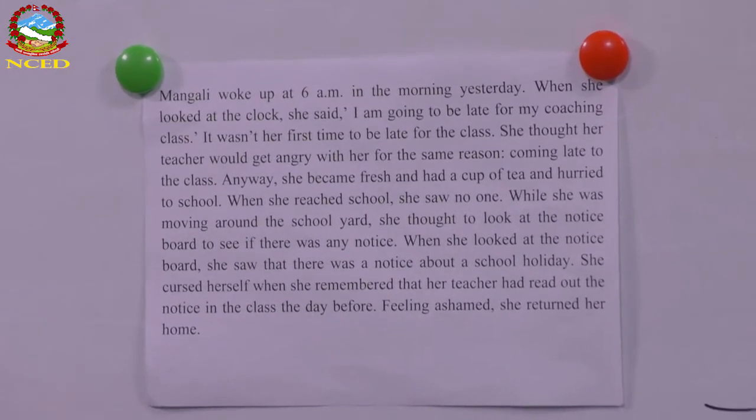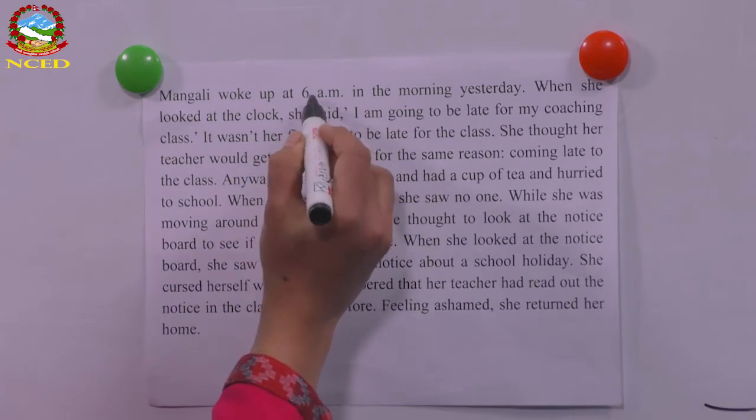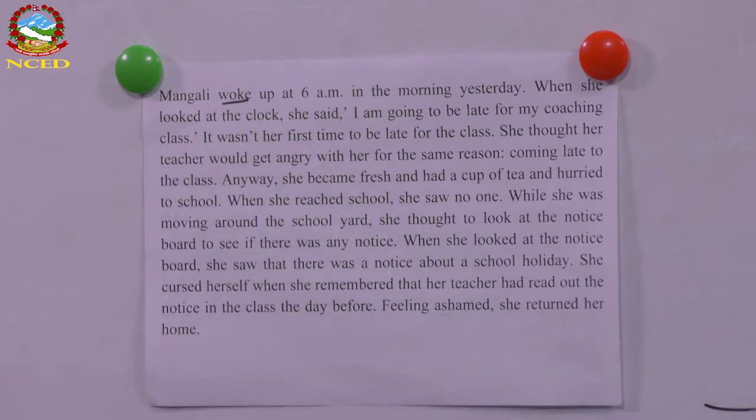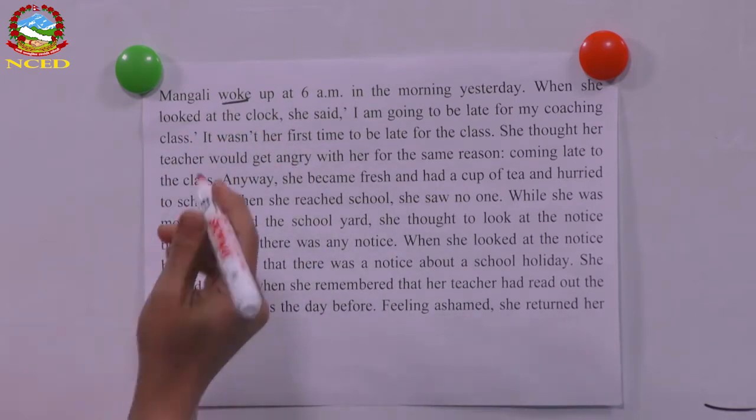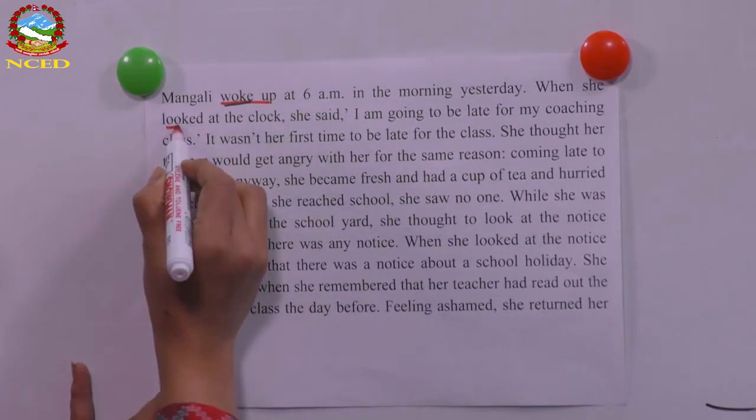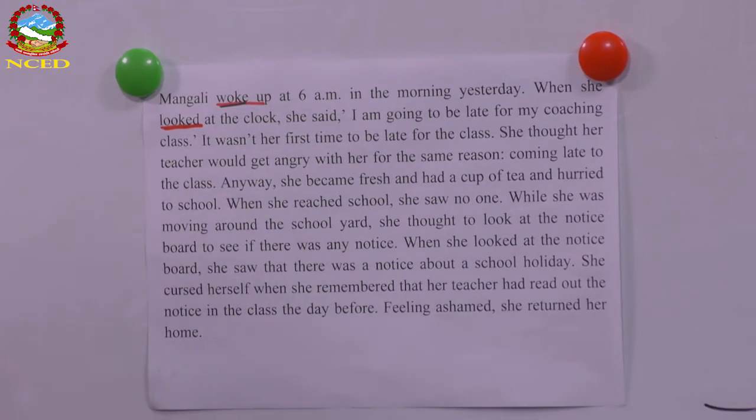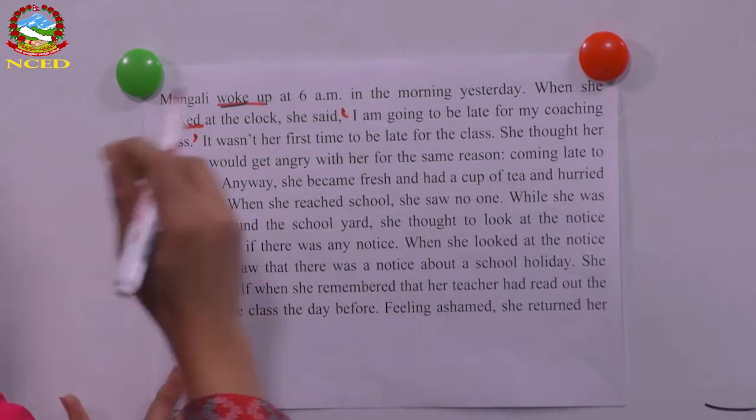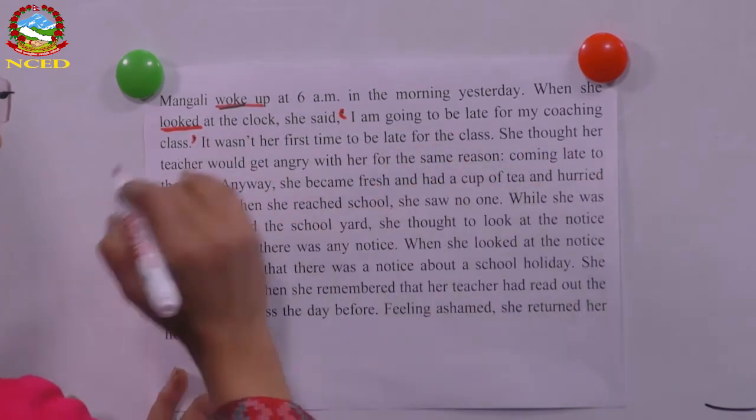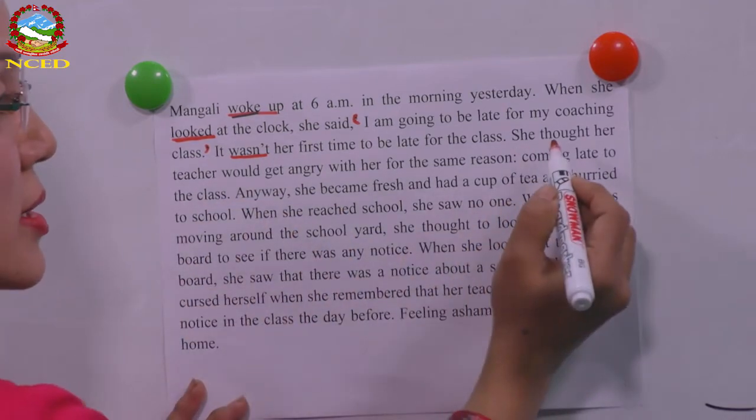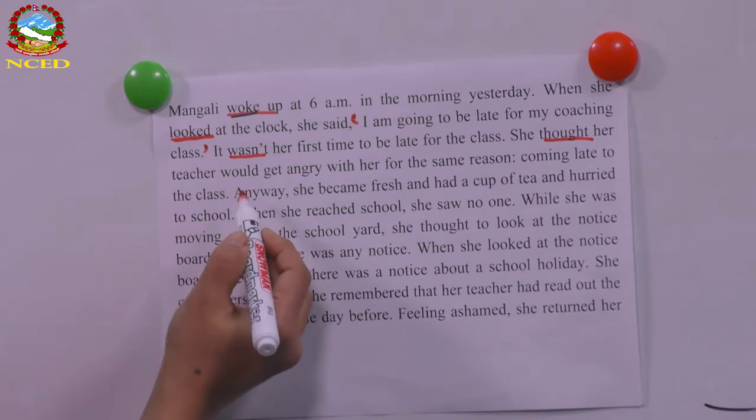Okay students, so Mangali woke up at 6 a.m. in the morning yesterday. So what is the past form here? Woke up. And then when she looked at the clock, again no doubt it is the past simple form. And this is present continuous because it is in the reported speech form, let's say in inverted commas. So she said these things, and then it wasn't her first time. Again, past simple.